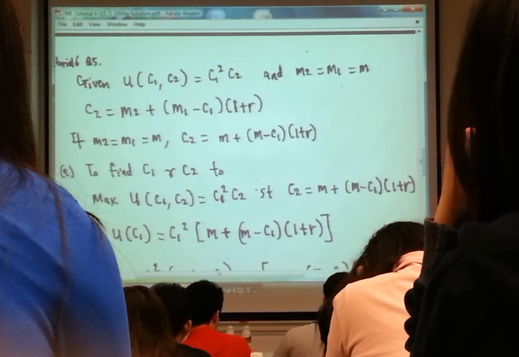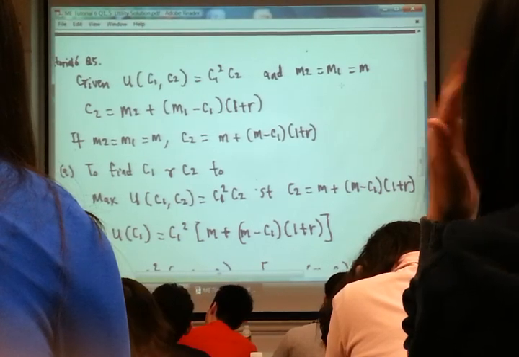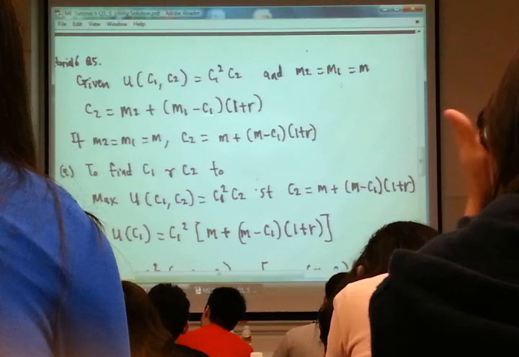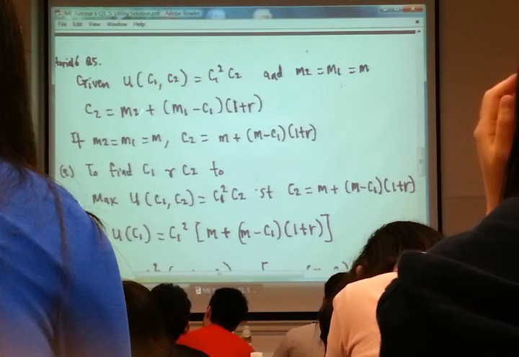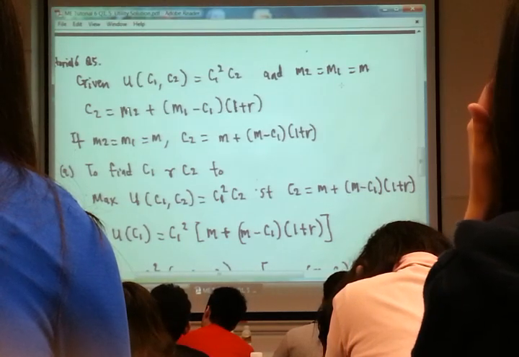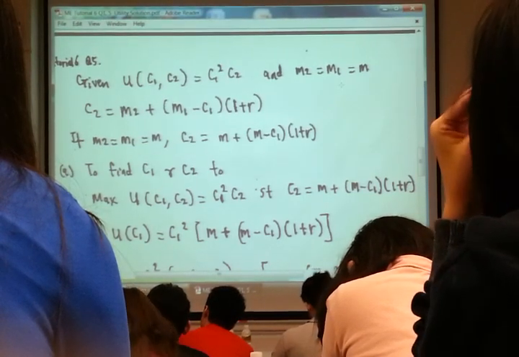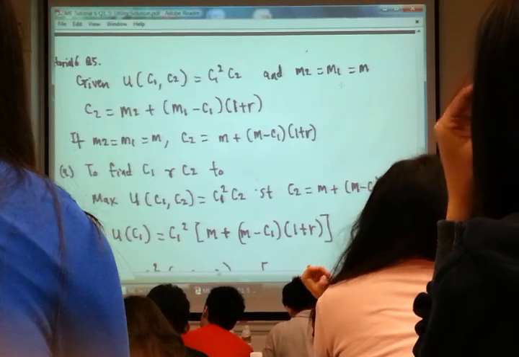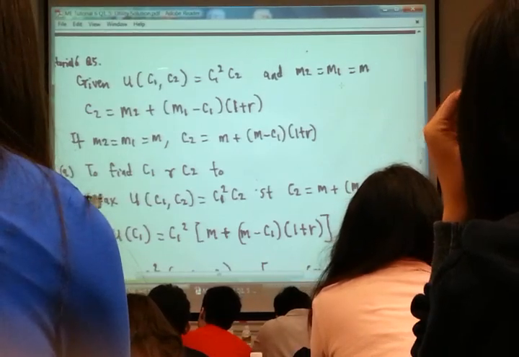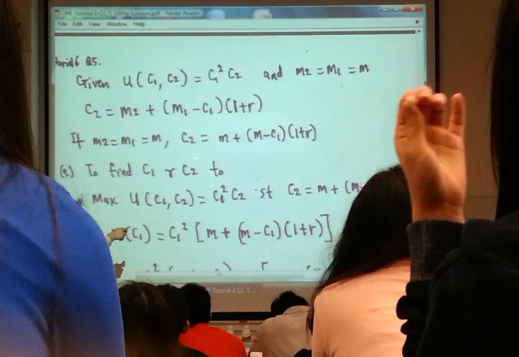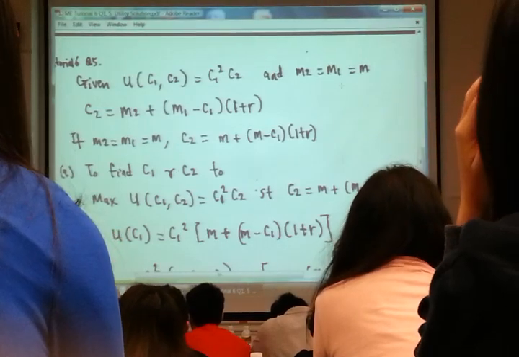Okay, so anyway, your C2 therefore will be actually this, right? That means we have to rewrite this as what? M, N. To find the optimal C1 and C2 is very simple. We have to maximize this, subject to therefore this budget constraint now.